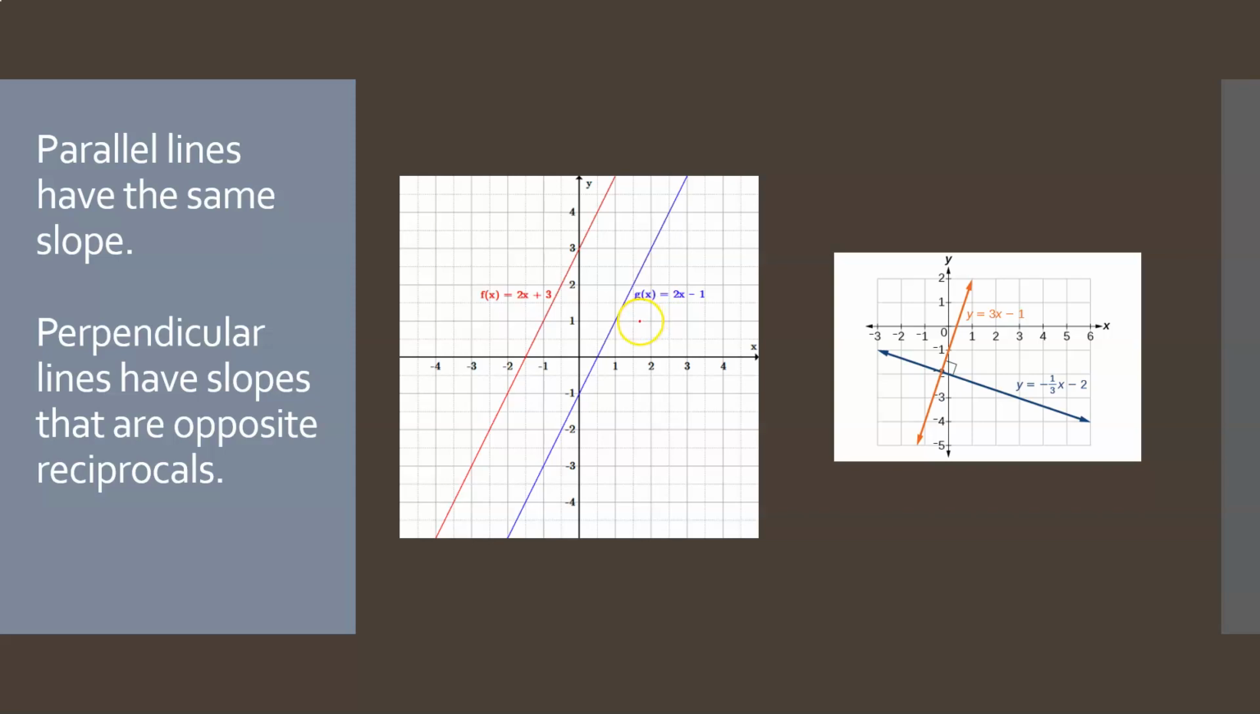Perpendicular lines, on the other hand, have slopes that are opposite or negative reciprocal. If you look, the red line here has a slope of 3, and the blue line, which intersects at a right angle, which means they're perpendicular, has a slope of negative 1/3. So that's 3 over 1 flipped upside down to get the reciprocal, and then negative.